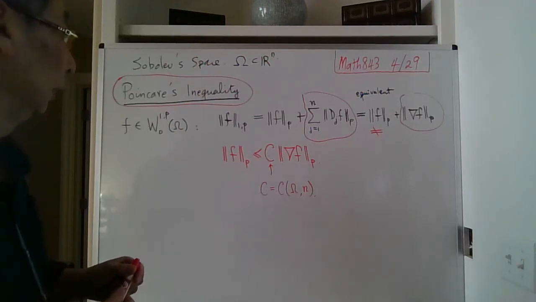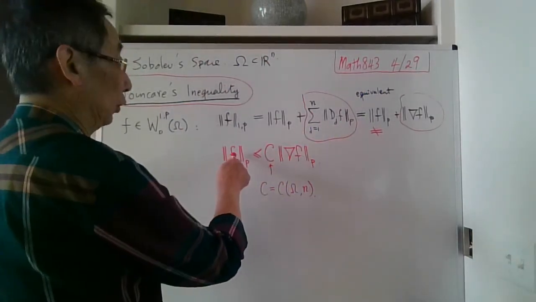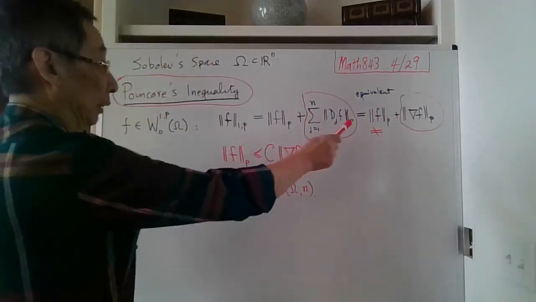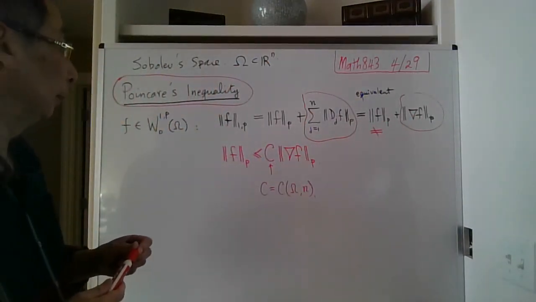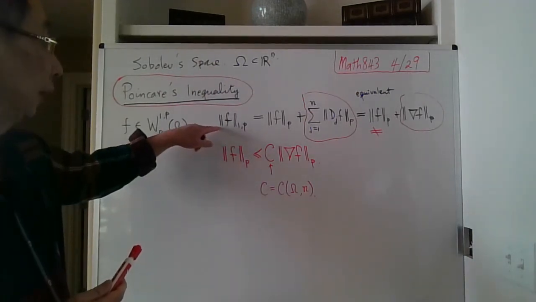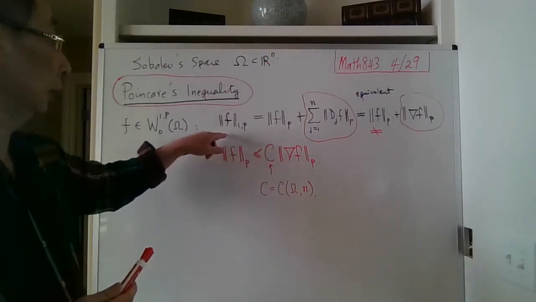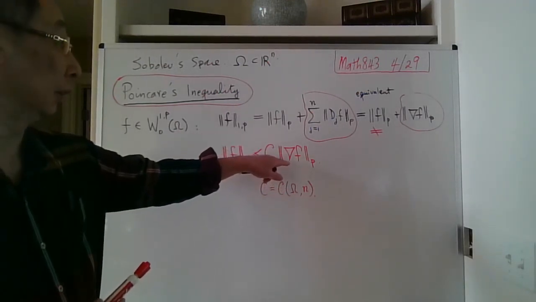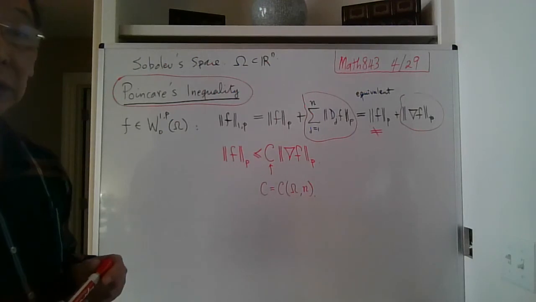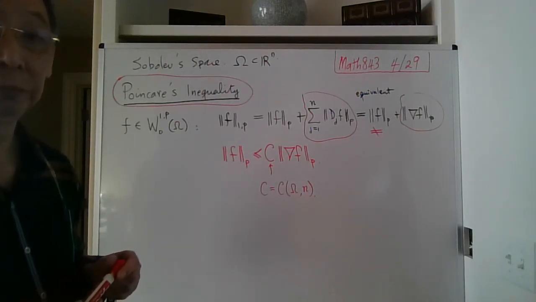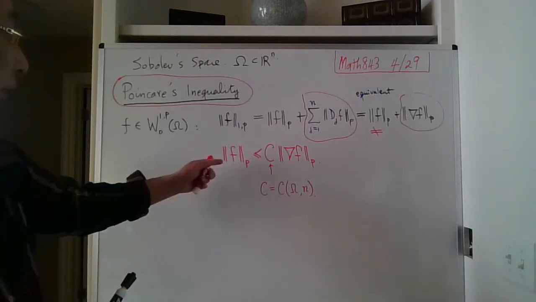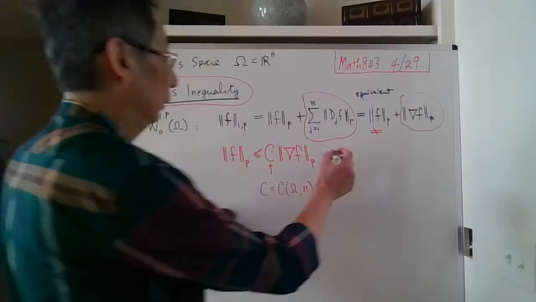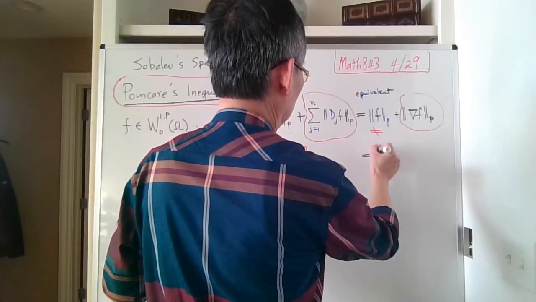Now you can see this is actually the first term of the norm, right? And this one is the second term of the norm. So what this means is that this norm can be controlled by the L^p norm of the gradient of f. Now this is a very significant result. Because of this, you can see that this one you can continue. It is equivalent.